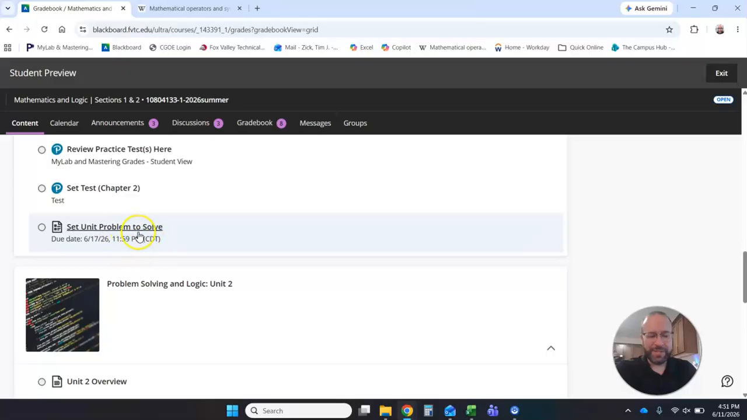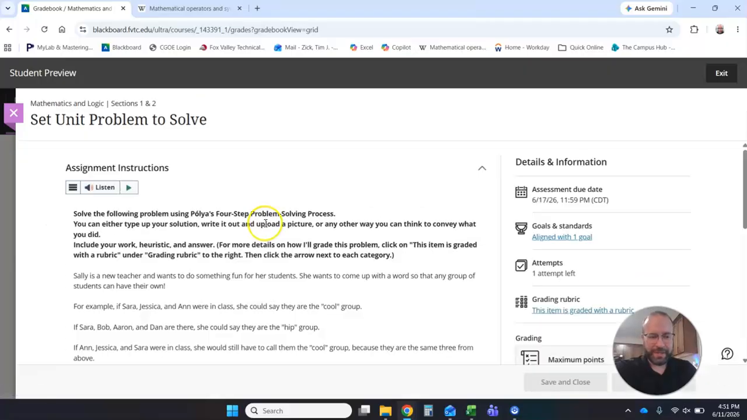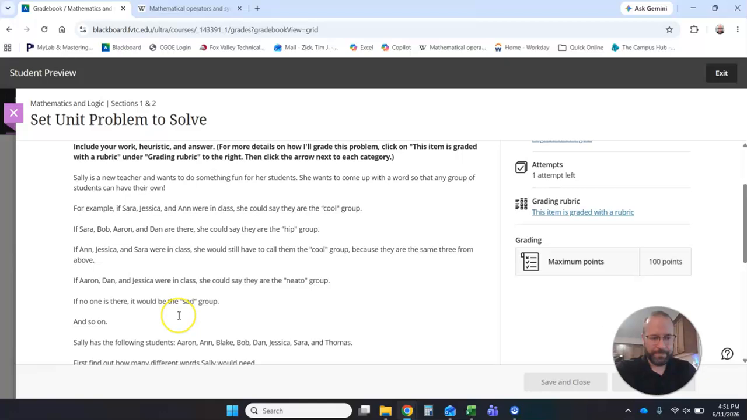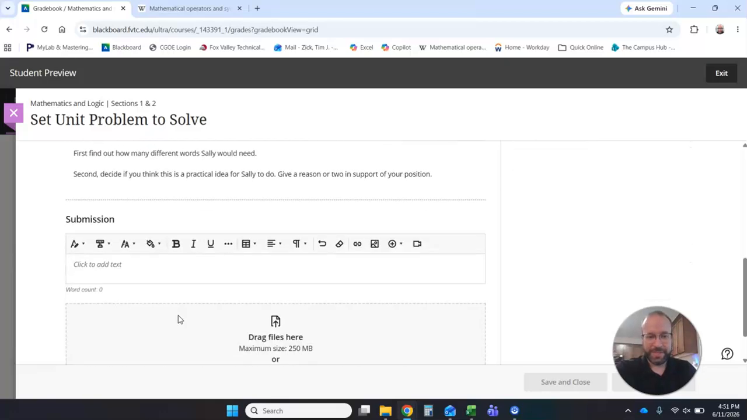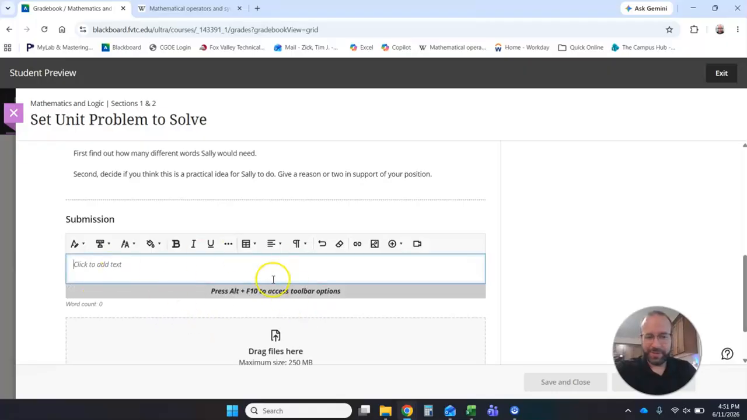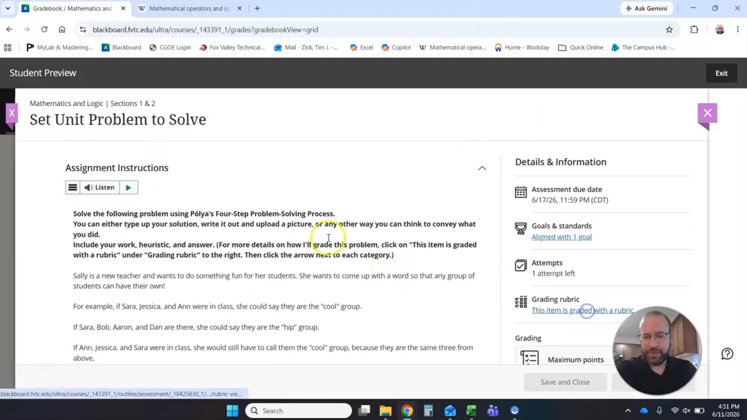Almost. There's also the set unit problem to solve. So let me click on that and show you what it looks like. The idea with this is I've got a problem written up here, and I want you to solve it using Polya's 4-step problem solving process. You can either type out the steps in this box, attach a picture of something you wrote out or drew to solve the problem, or upload any kind of file, like a Word document, to show your solution. Let me just go through the rubric quickly.